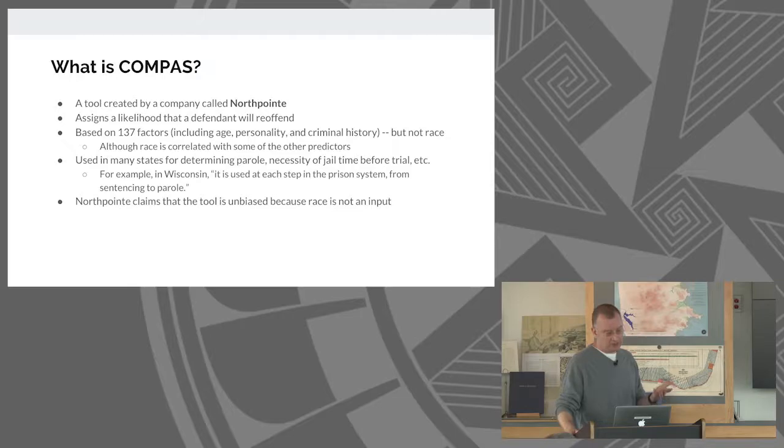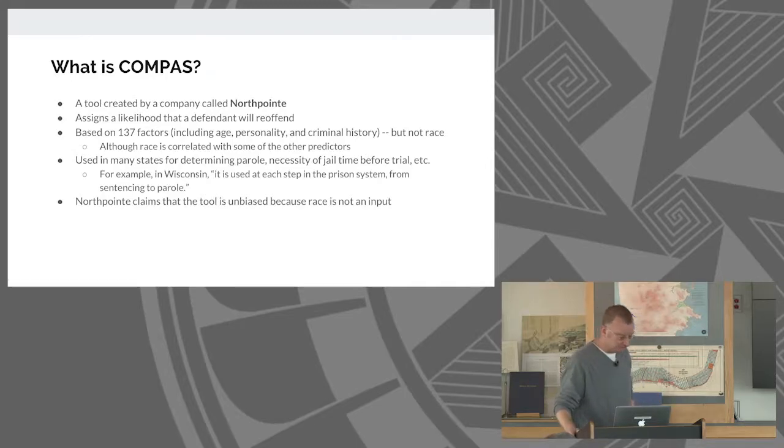predictors. It's used in a bunch of states, and in particular, for example, in Wisconsin, this is a quote from a Washington Post article on this. It's used at each step in the prison system from sentencing all the way to parole. So this system is exerting tremendous power over hundreds of thousands of people. Northpointe claims that their tool is unbiased because race is not an input to the tool.